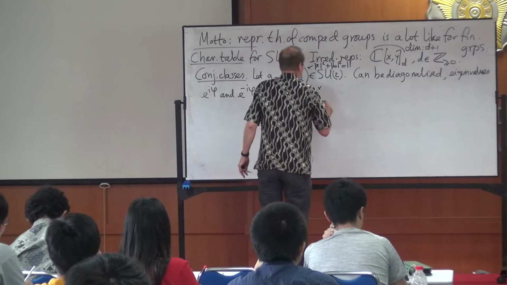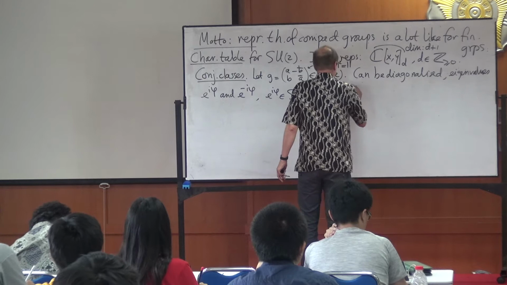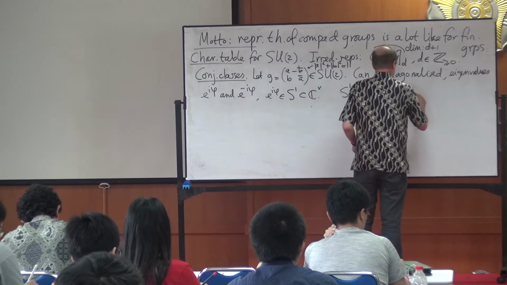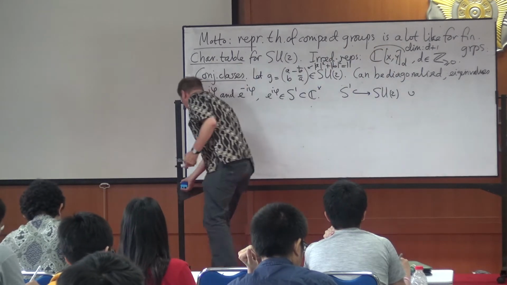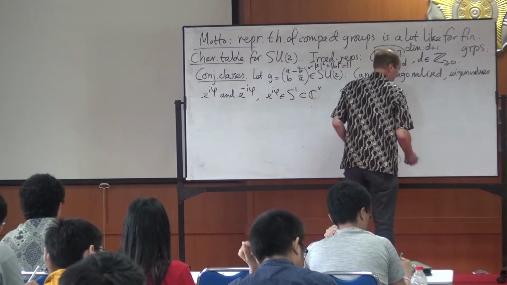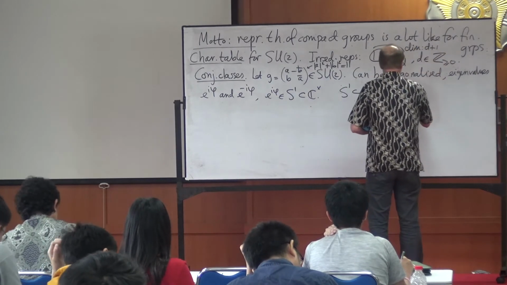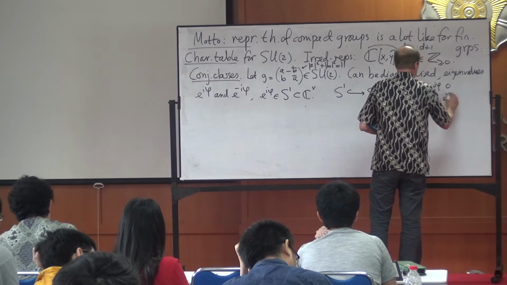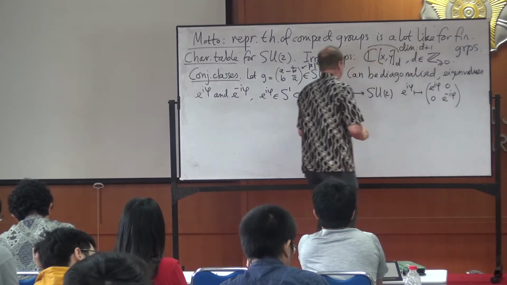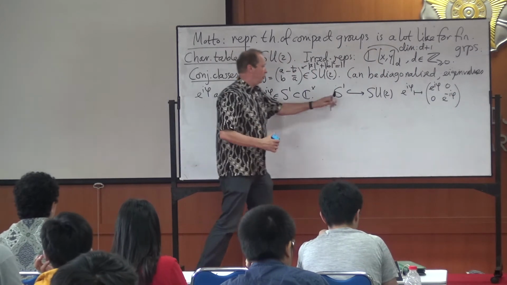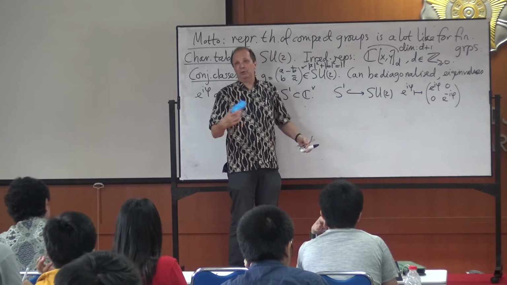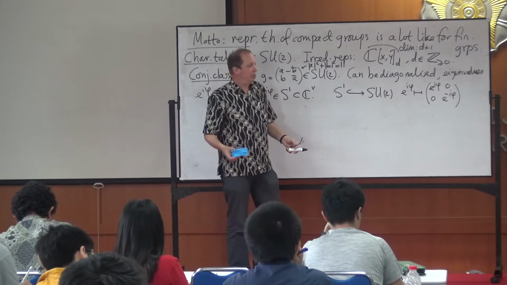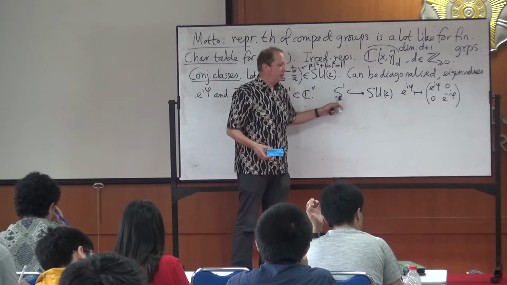So we can say that we map S1 into SU2 by mapping e to the I phi to the matrix (e to the I phi, 0; 0, e to the minus I phi). So this circle embedded in the group meets all the conjugacy classes, that's for sure. But how often does it meet a conjugacy class? What is the intersection of a conjugacy class with this circle?